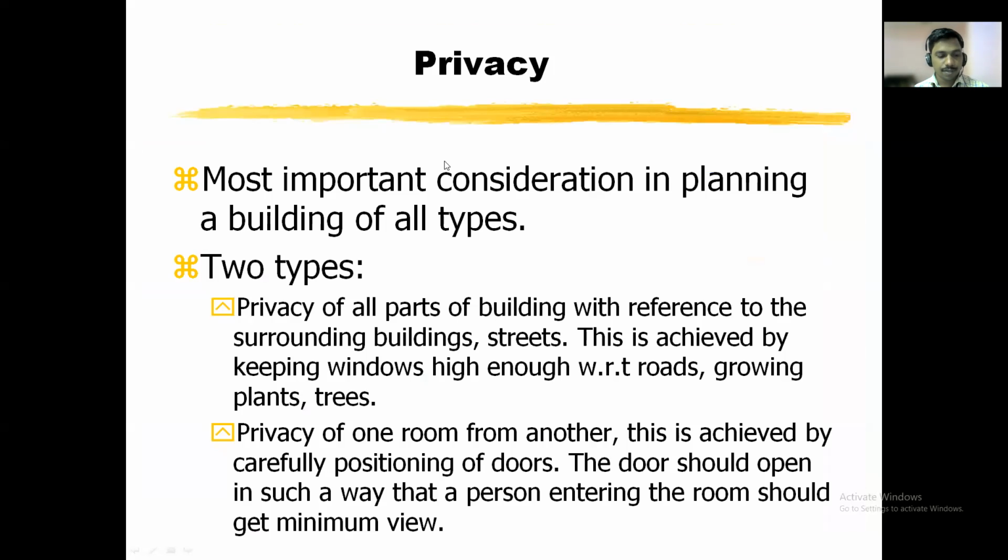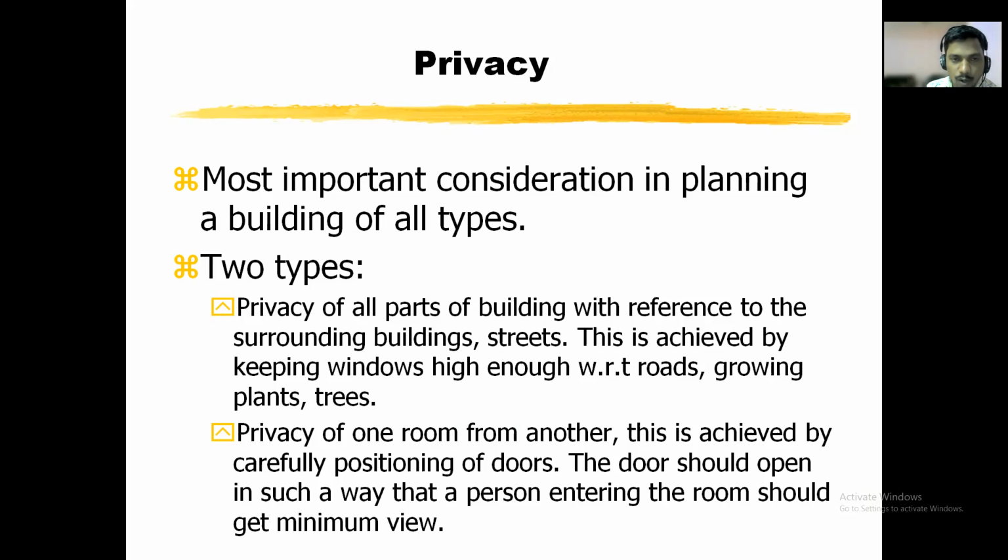Then the next principle of planning is nothing but privacy. The most important consideration in planning a building of all types is privacy. Here there are two types of privacy: one is internal privacy and another is external privacy. Internal privacy means whatever corridors, units and rooms are there; the privacy from corridors to the rooms or from one room to another room is internal privacy. External privacy is from the outside of the building.